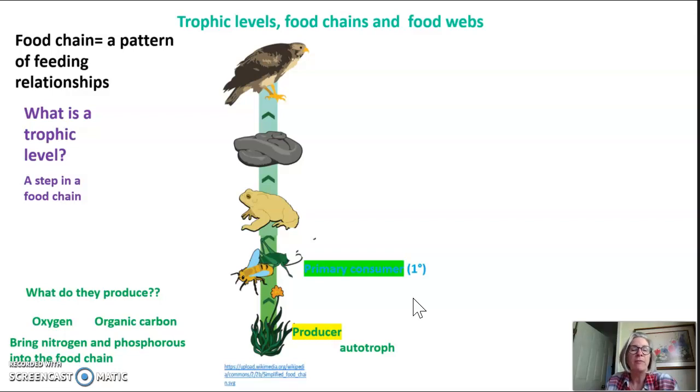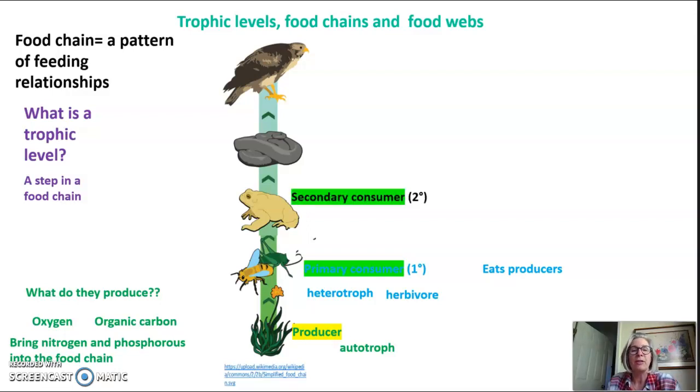The next step up in a food chain is the primary consumer. Primary consumers eat the producers. Because they have to eat their food, they are heterotrophs. So our primary consumer eats the producer. They are herbivores because producers are plants. The secondary consumer eats the primary consumer. And because it has to eat, it is a heterotroph, it cannot make its own food. And because it's eating the primary consumer, it is a carnivore.